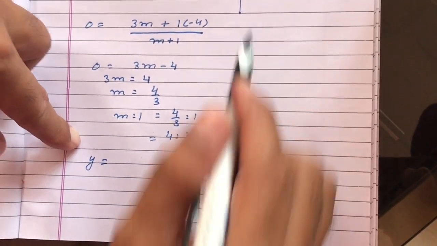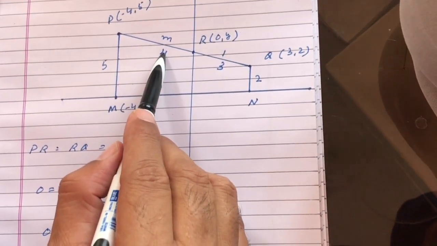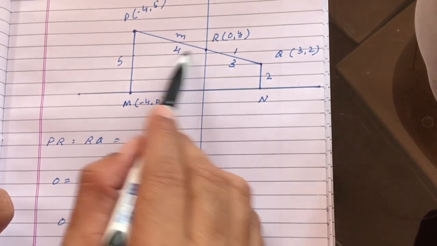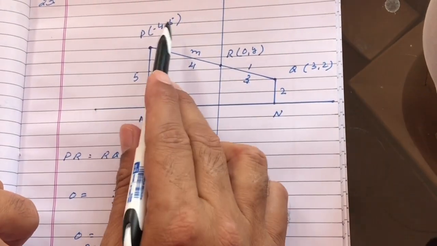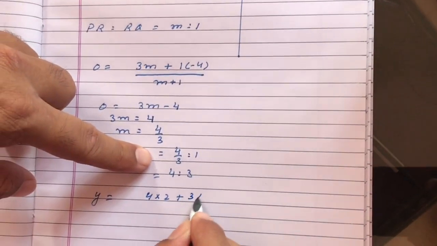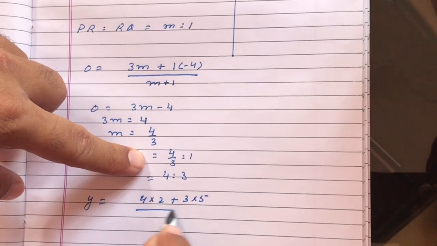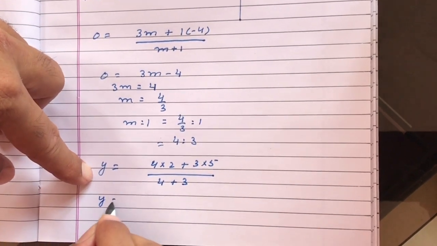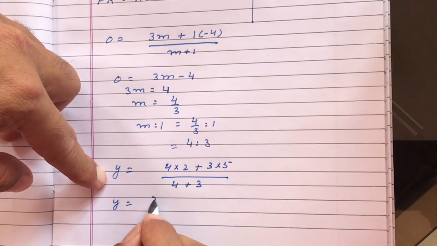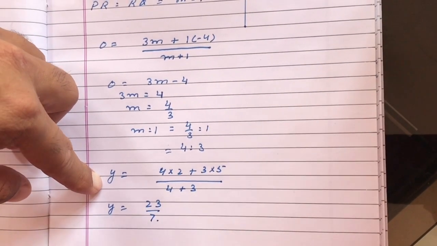Then I have to find the coordinates of R, meaning I have to find y. 0 I know. Now I know the ratio. y is (m2 y1 + m1 y2) upon (m1 + m2), that is (4 into 2 + 3 into 5) upon 7. So y is (8 + 15) upon 7, 23 upon 7.